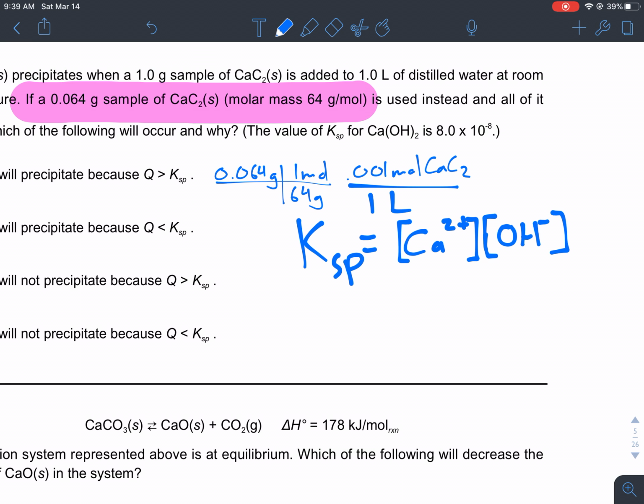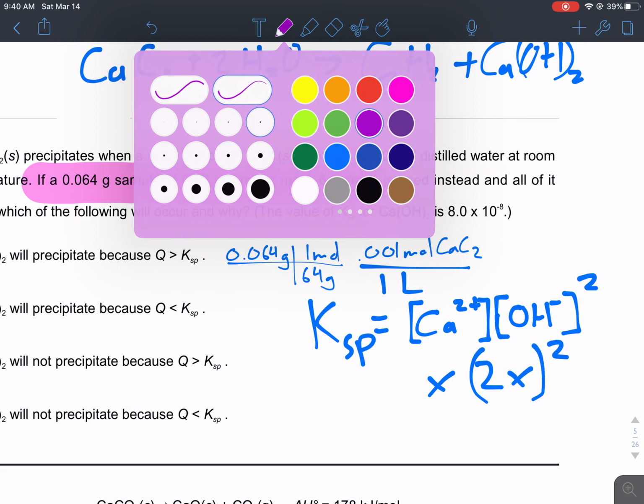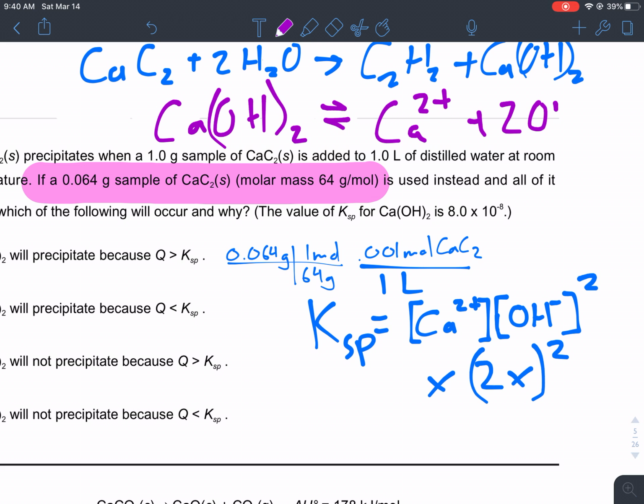All right, but okay, now let me put in the numbers. So this becomes x, and this becomes 2x. Remember the Mickey Mouse ears, right? But also because there is this 2 coefficient in front of this, this is squared. This is how the Ksp looks for calcium hydroxide. That 2 is not even the equation we're using. This has to change to, I should have just kept that up there, Ca(OH)2 yielding Ca2+ and 2 OH minuses.